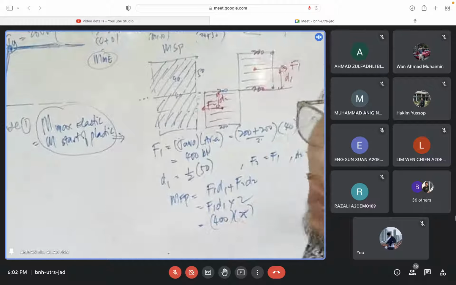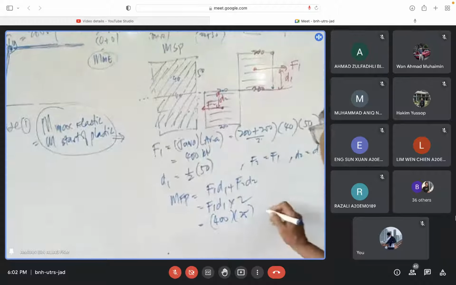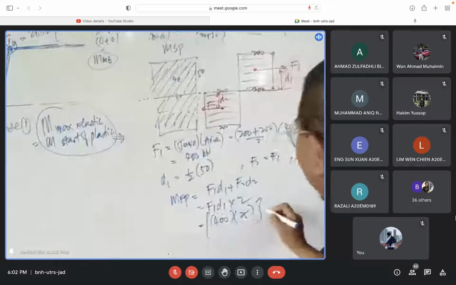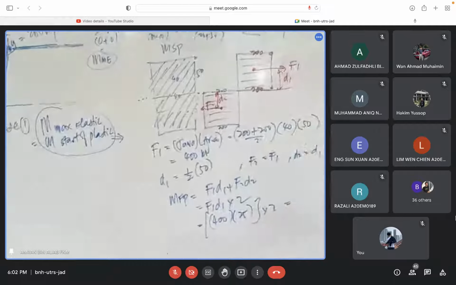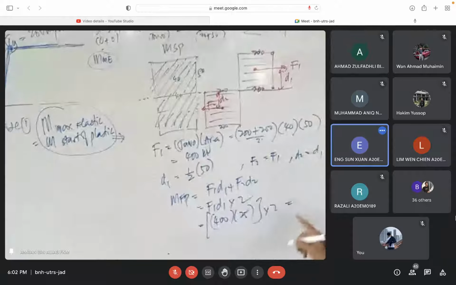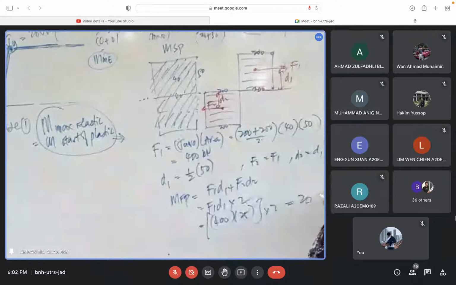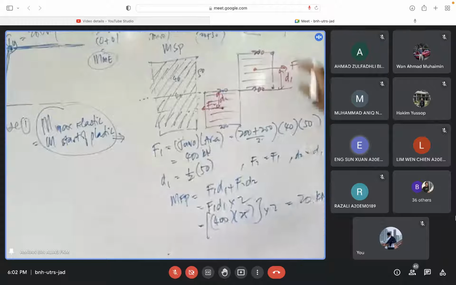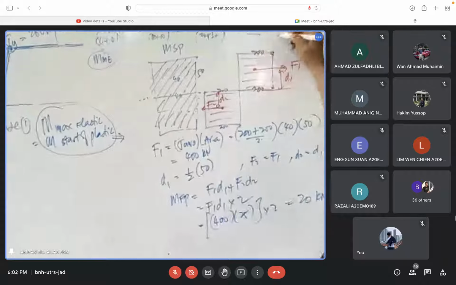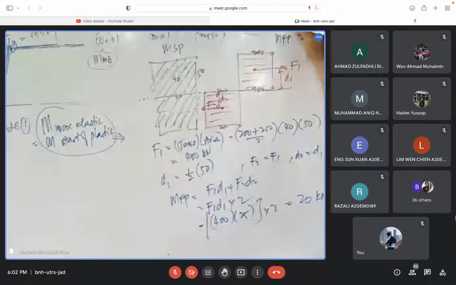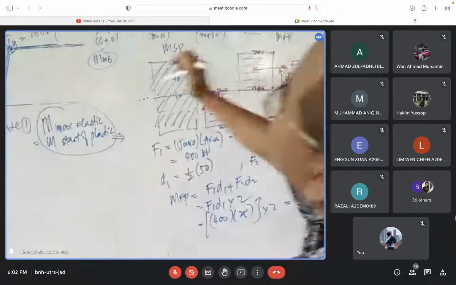Kilo and mm cancel out. So the answer must be Newton meter times 2. What's the value there? 20 kilonewton meter. So the maximum here, moment fully plastic, is 20 kilonewton meter.